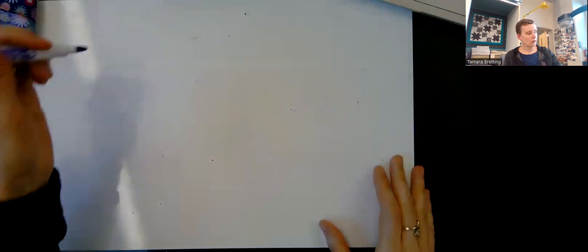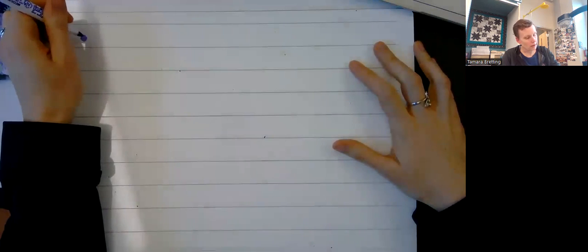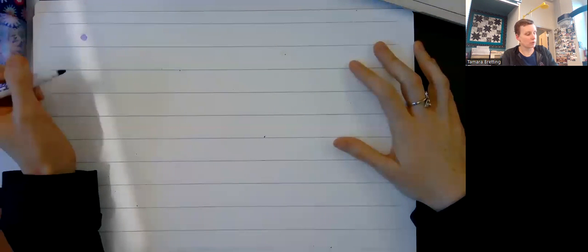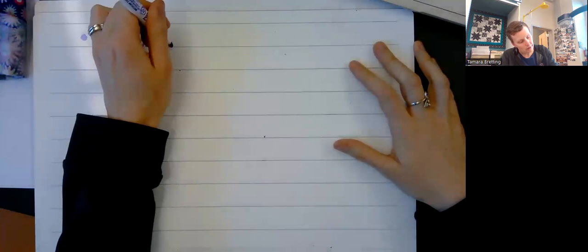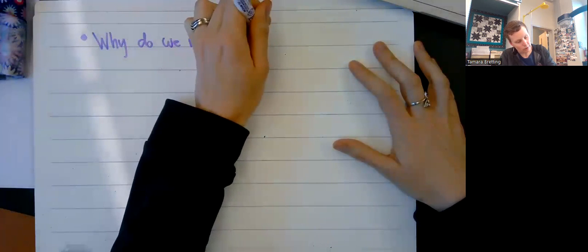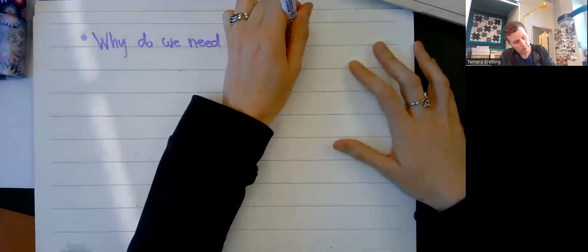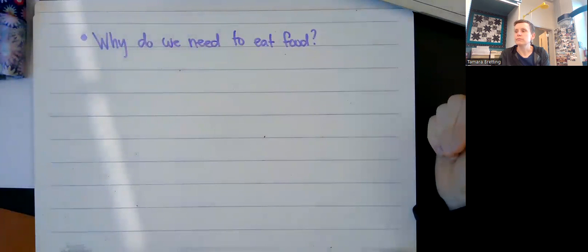Next board. Actually, I'm going to flip this one over and just use the lines here. All right. Next question. Why do we need to eat food? So we did what type of chemistry is food chemistry. This is why do we need to eat food?